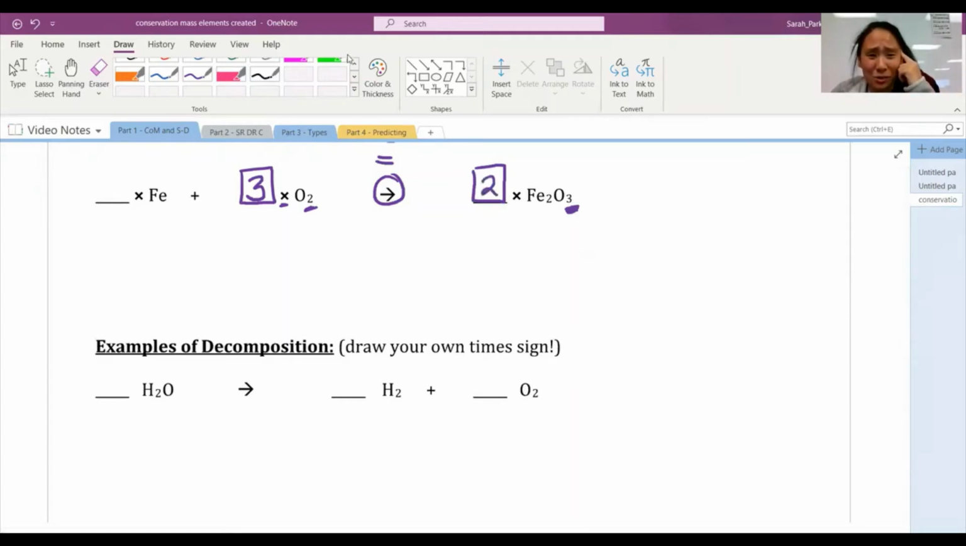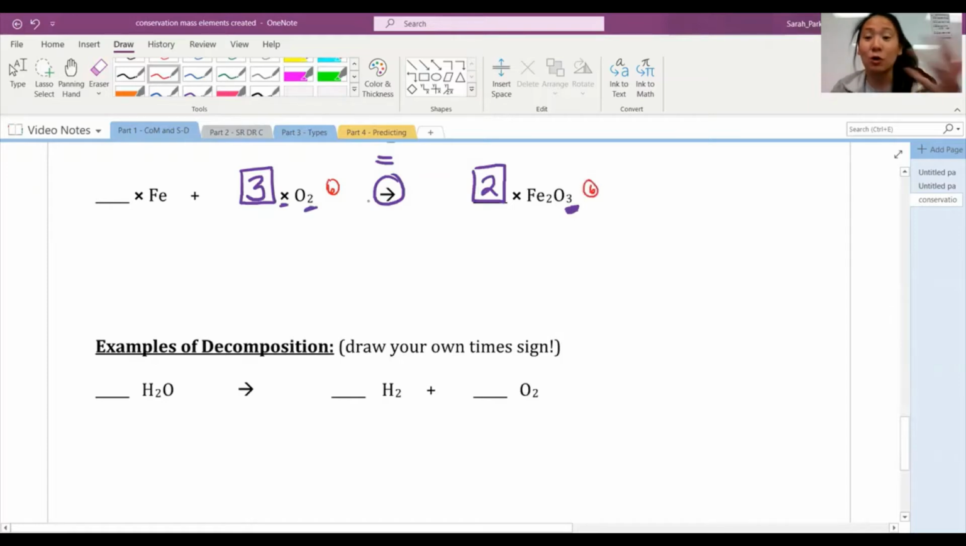So you can make scratch notes, notes to yourself here. You're like, okay, I have 6 total oxygens. I have 6 total oxygens. Good, right? But the coefficients are 3 on the left and 2 on the right. Now, remember that when you put a coefficient, you always have to check to see if it affects any other elements. So you're like, oh, this 2 has to multiply by this 2.